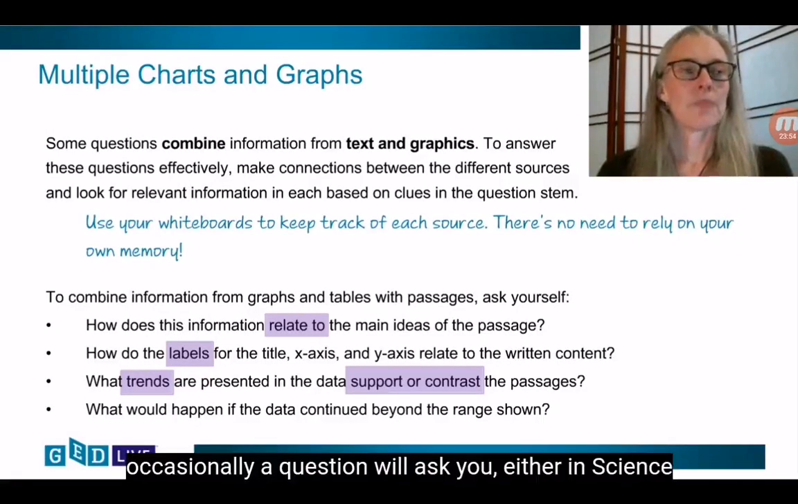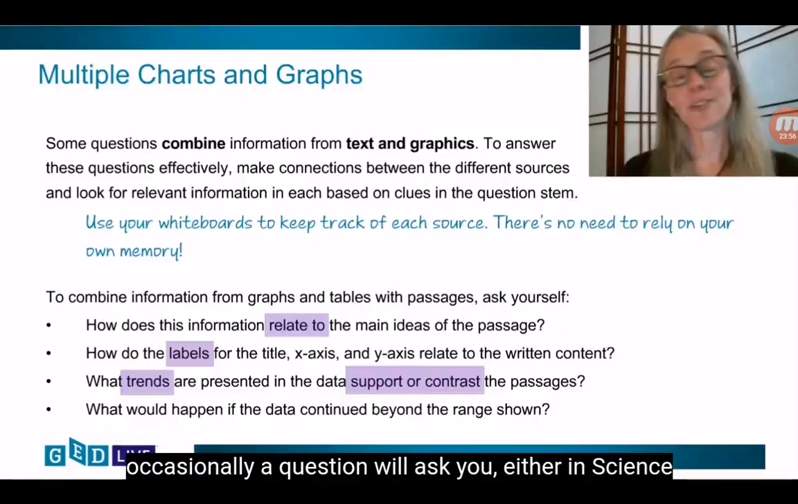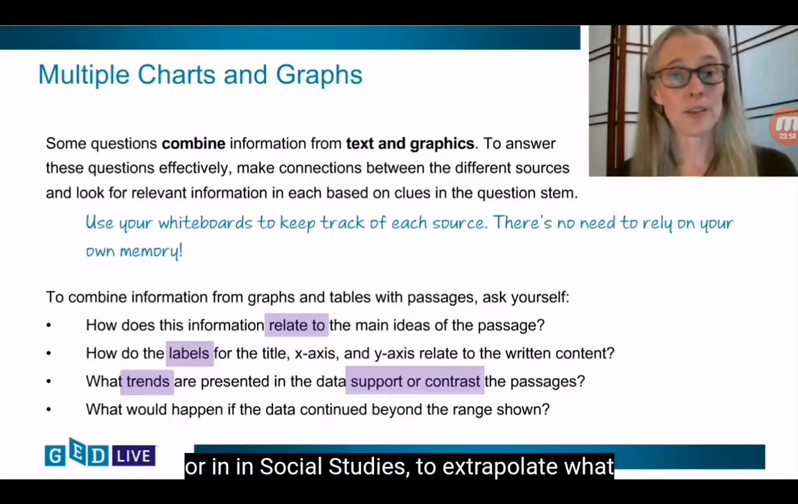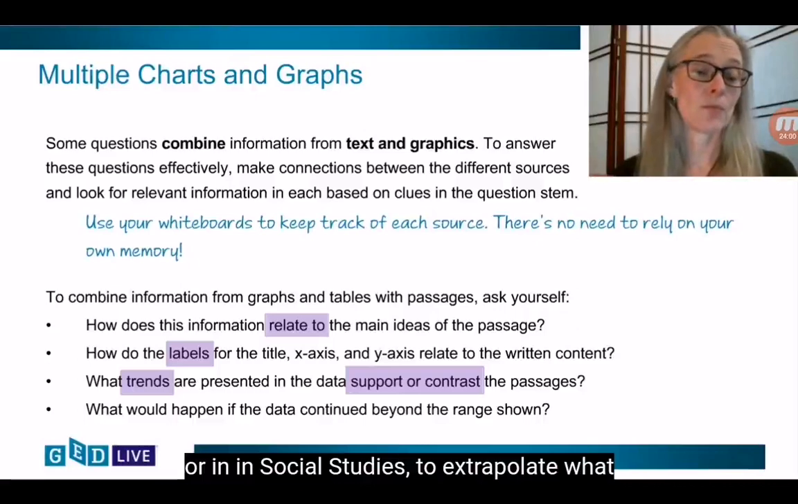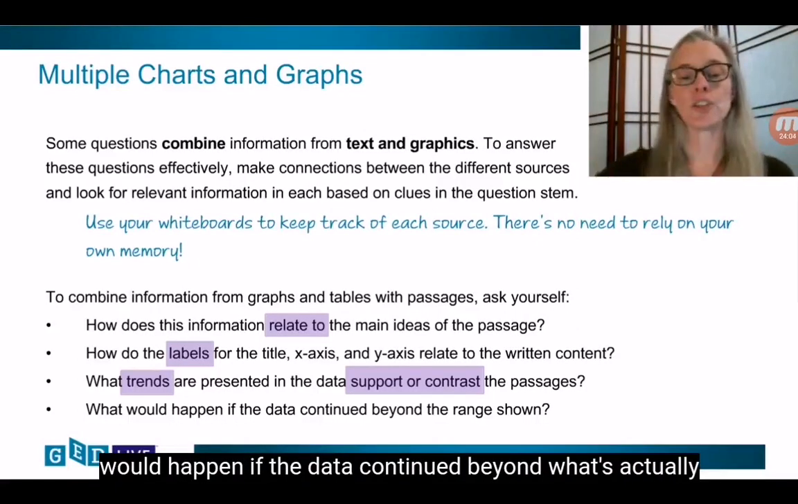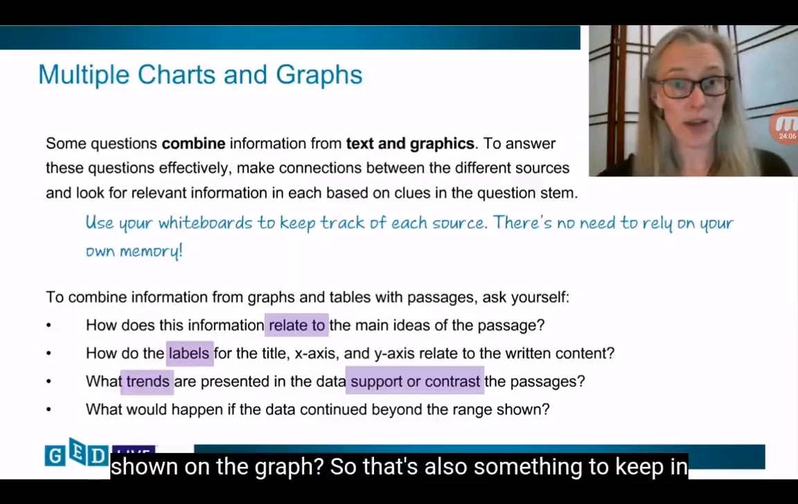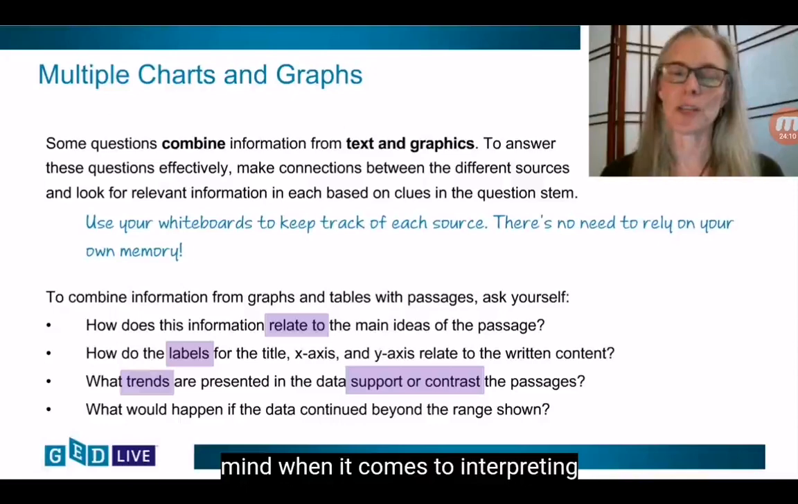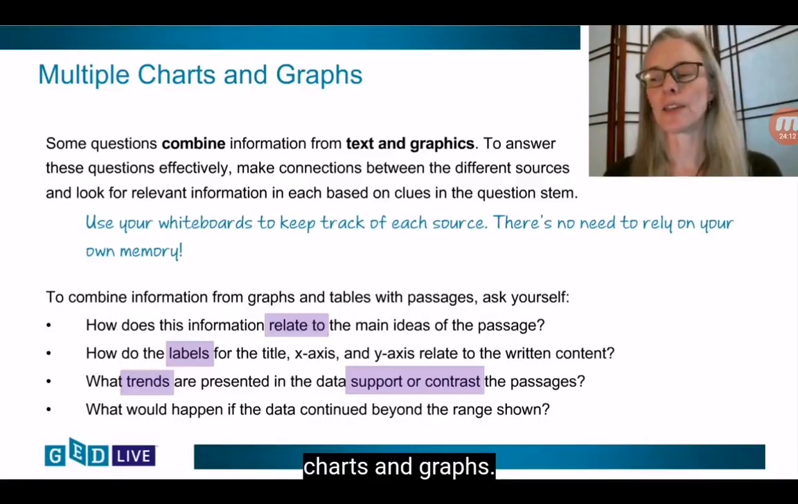And then finally, occasionally a question will ask you, either in science or in social studies, to extrapolate what would happen if the data continued beyond what's actually shown on the graph. So that's also something to keep in mind when it comes to interpreting charts and graphs.